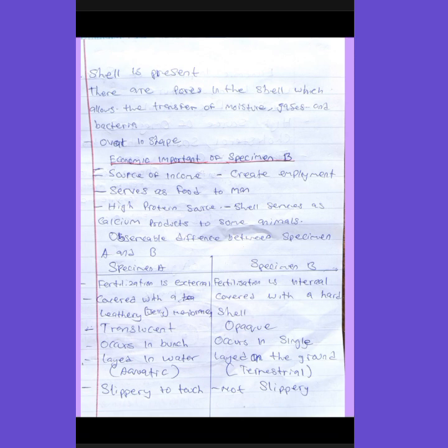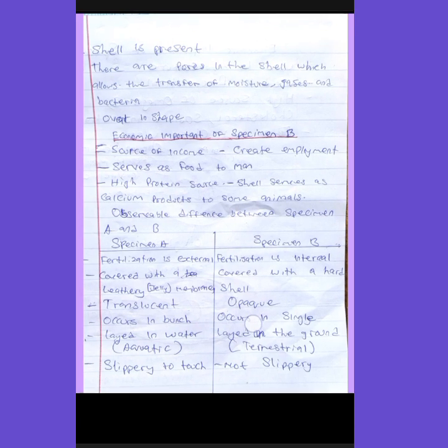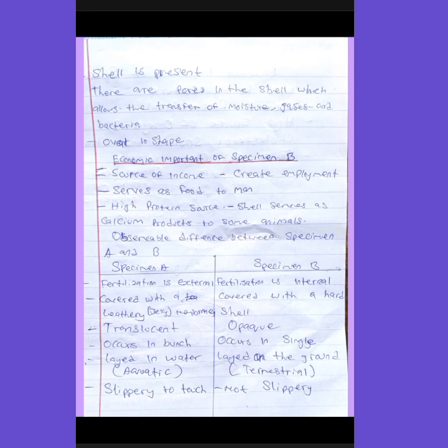Specimen A occurs in bunches. The fish doesn't lay only one egg, they occur in bunches. But specimen B, the egg of a domestic fowl, occurs singly. Specimen A is aquatic, that is, they are in water, while specimen B is terrestrial. Specimen A is slippery to touch, while specimen B is not slippery.